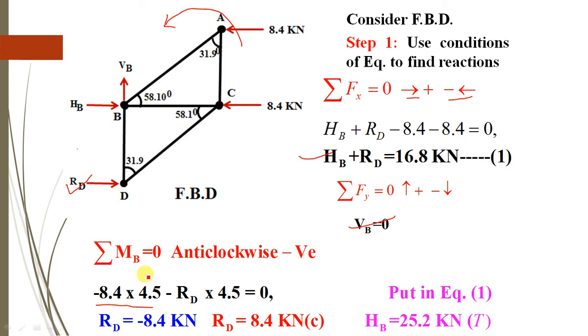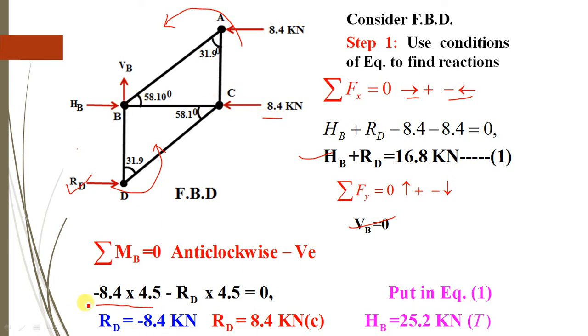Then minus RD. So what is this? Minus RD into the distance, which is again 4.5. So force into perpendicular distance. This will create the moment again in anti-clockwise sense. Therefore, it is minus, is equal to 0. This 8.4 kilonewton force does not create any moment because it is passing through that joint B.